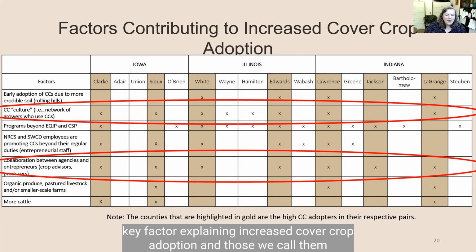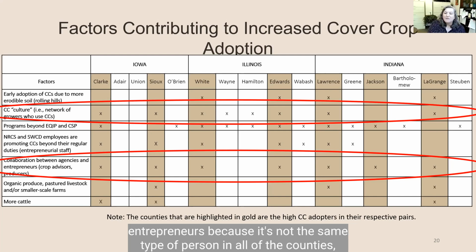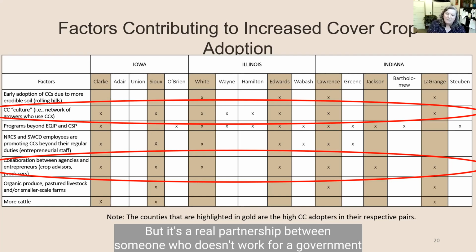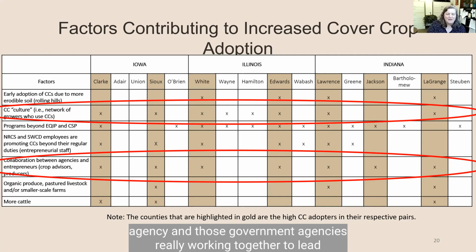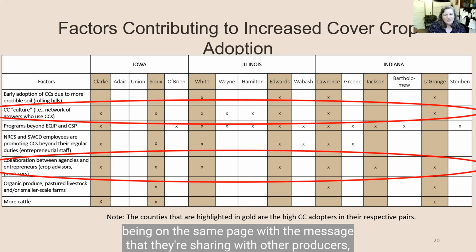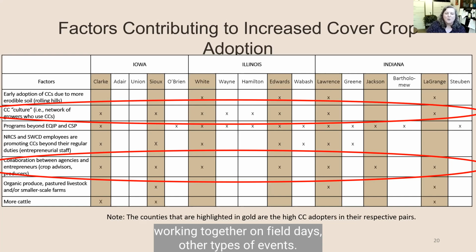And those, we call them entrepreneurs because it's not the same type of person in all of the counties, but sometimes it's a crop advisor, sometimes it's a farmer, but it's a real partnership between someone who doesn't work for a government agency and those government agencies really working together to lead to increased cover crop adoption, really sharing messages, being on the same page with the message that they're sharing with other producers, working together on field days, other types of events.